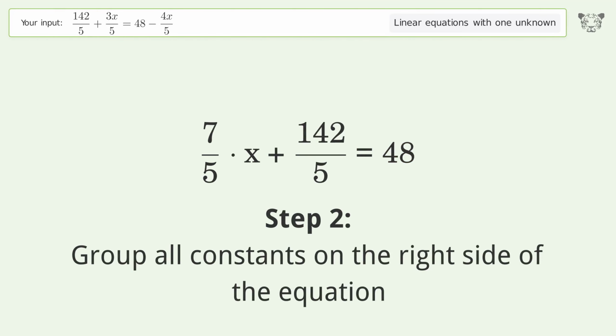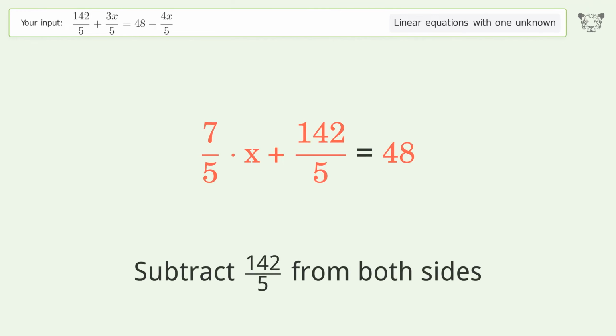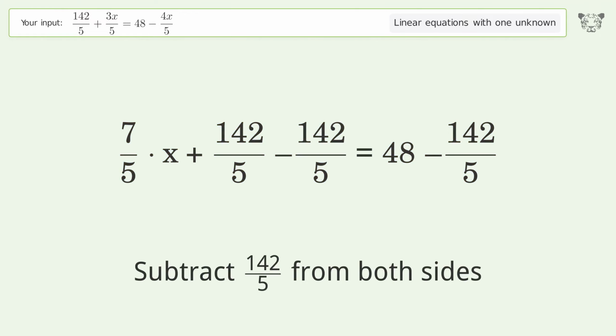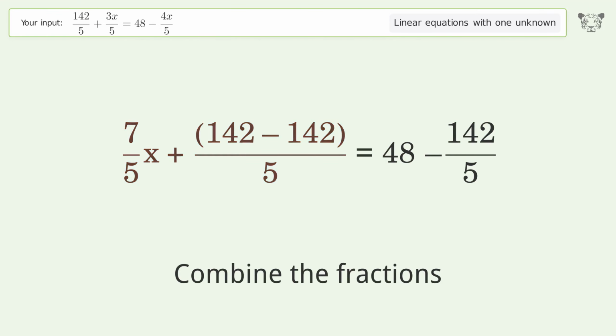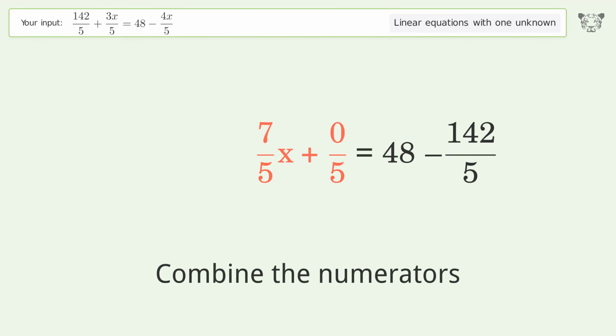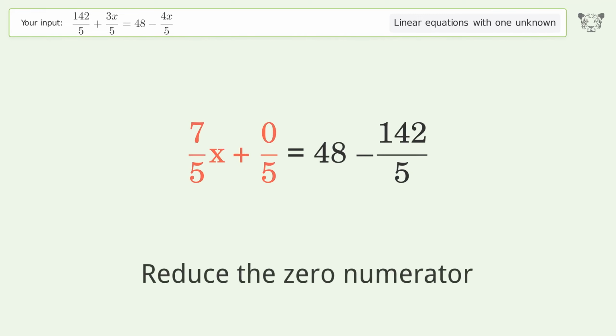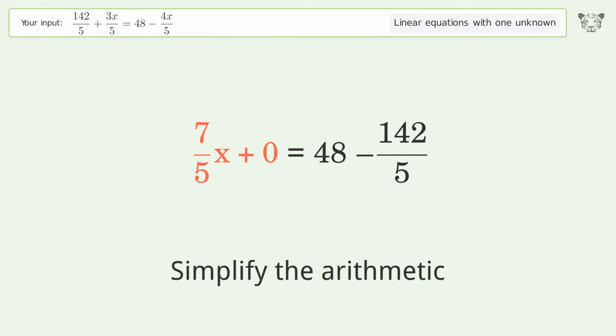Group all constants on the right side of the equation. Subtract 142 over 5 from both sides. Combine the fractions. Combine the numerators. Reduce the zero numerator. Simplify the arithmetic.